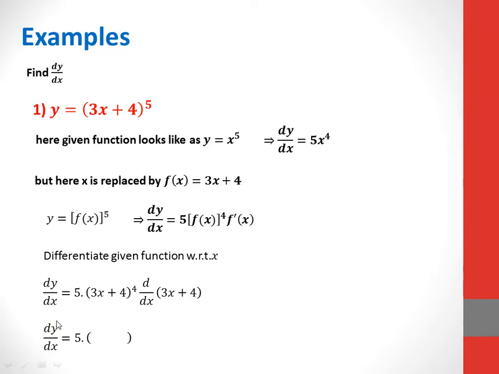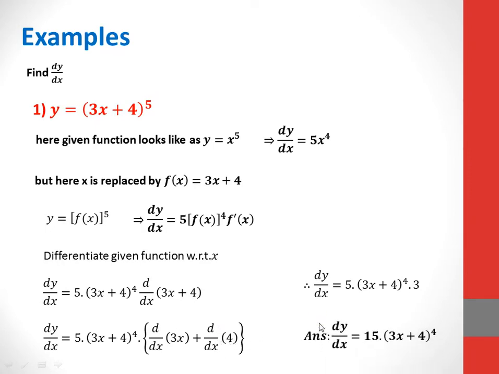See here, f of x means 3x + 4. So complete this: 5 into (3x + 4) raised to 4, now d by dx of 3x plus d by dx of 4. So we get dy by dx is equal to 5 into (3x + 4) raised to 4 into 3. Here 3 means the derivative of 3x is 3, plus the derivative of 4 is 0 because it is a constant. So the final answer is dy by dx is equal to 15 into (3x + 4) raised to 4.